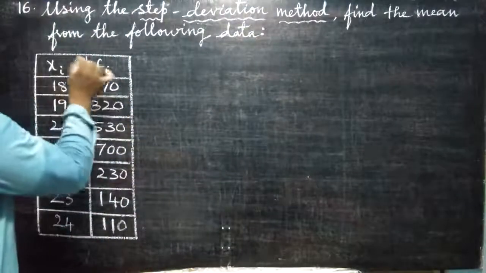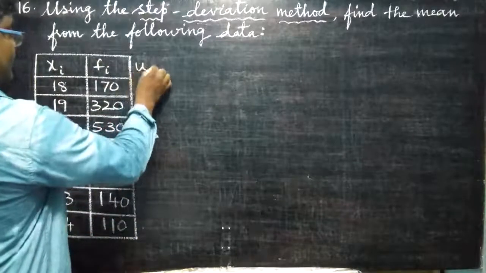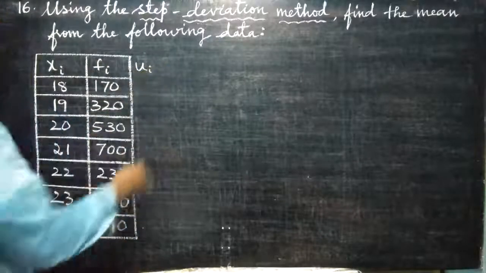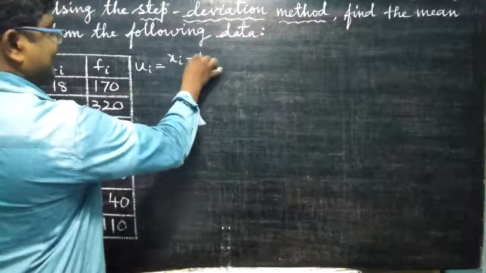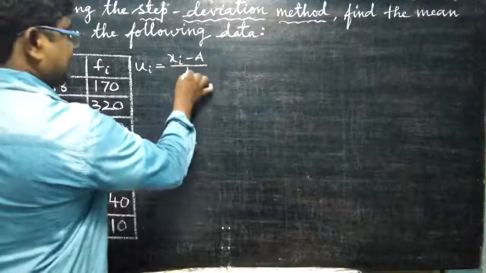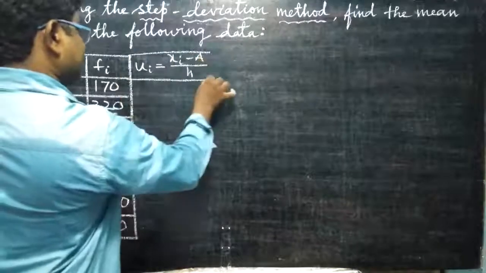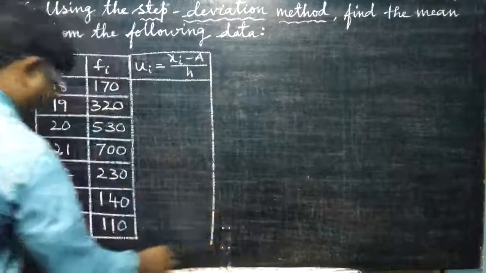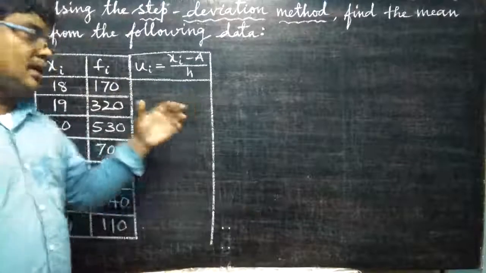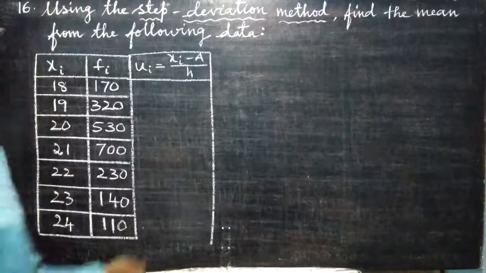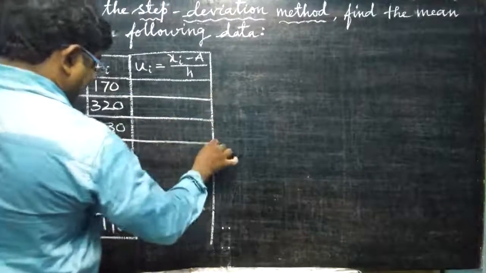Here they have given xi and fi directly. The third column you are going to find as ui. What is the formula for ui? You know, xi minus a divided by h. H means the height. Are you able to follow? H means height. What height? Or we can say the size of the class, length of the class, class interval also. So h, they kept as h.